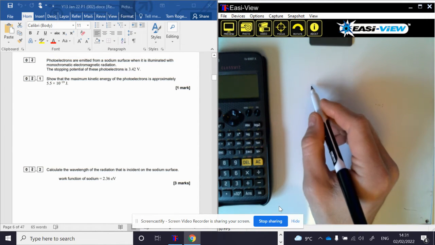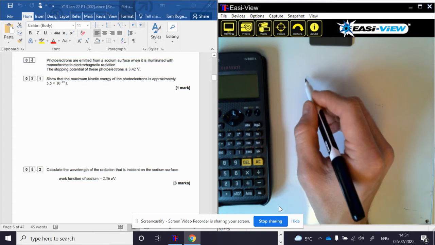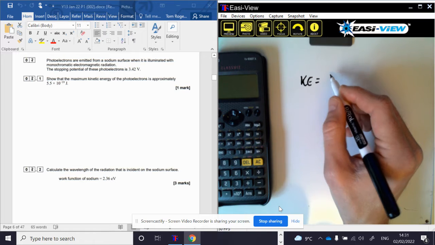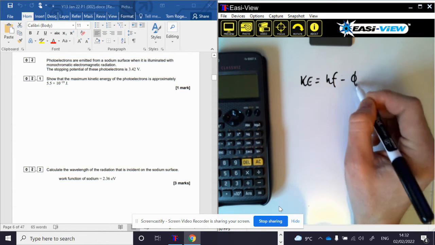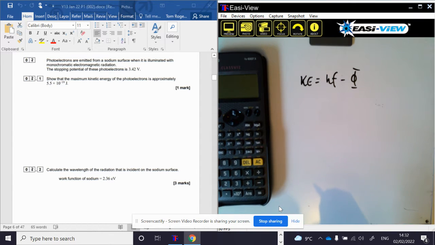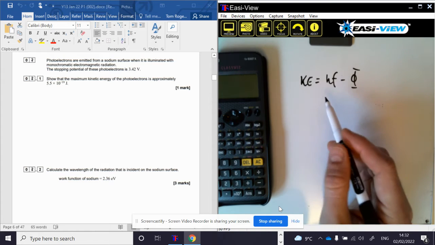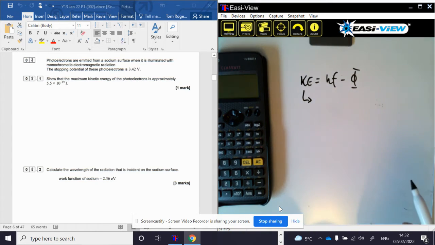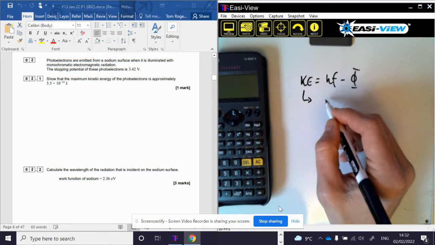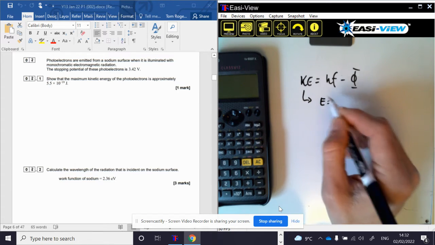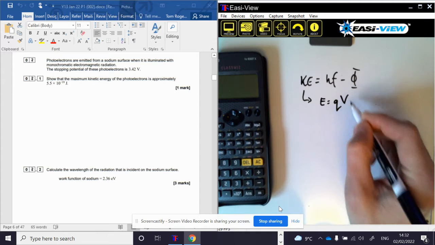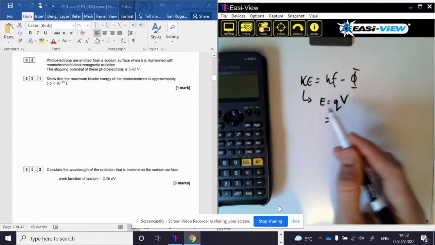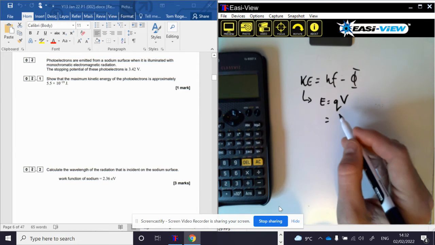So we know that the maximum KE is hf take away the work function. But actually we can go straight from this, because the stopping potential effectively takes away all of the KE. So the energy that we're taking away is QV, and that's the maximum KE. So we can calculate the maximum KE by using the stopping potential and the charge on an electron.